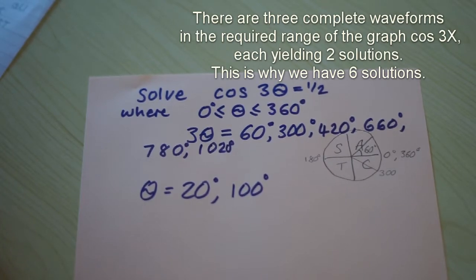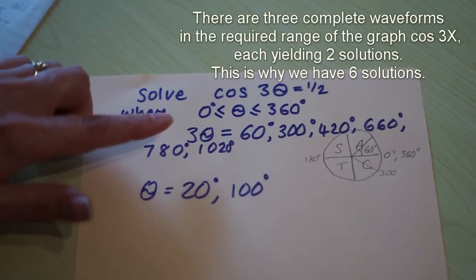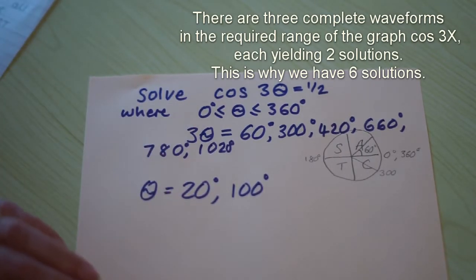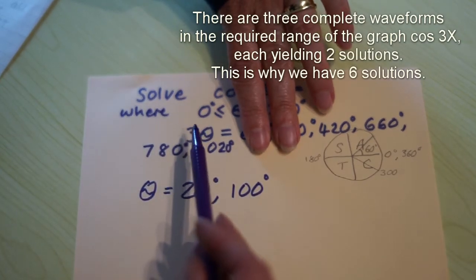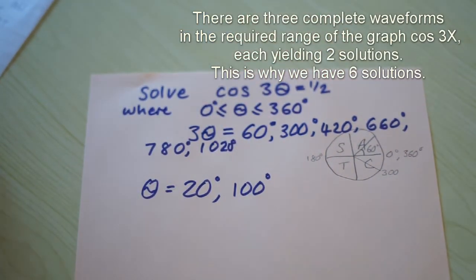780 and 1020 degrees. That's a big long list of what 3 theta could be. So let's go back to the last stage where we're actually finding out what theta is and solve all of these equations. The next one, we're solving 3 theta equals 420.